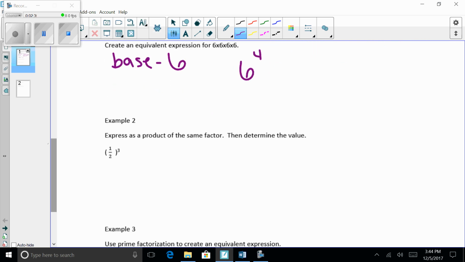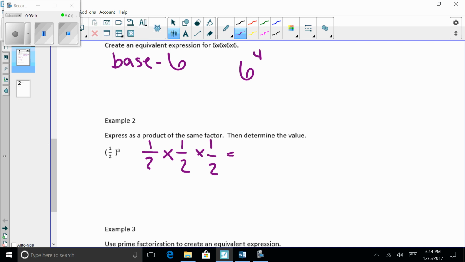Number 2, express as a product of the same factor, then determine the value. Express as a product just means we are going to expand it out. So I have 1/2 to the 3rd power. If I branch that out and expand it, that means I have 1/2 times 1/2 times 1/2. Again, our exponent of 3 tells us there should be 3 of them being multiplied by each other, and the 1/2 is the number that is being written over and over again.